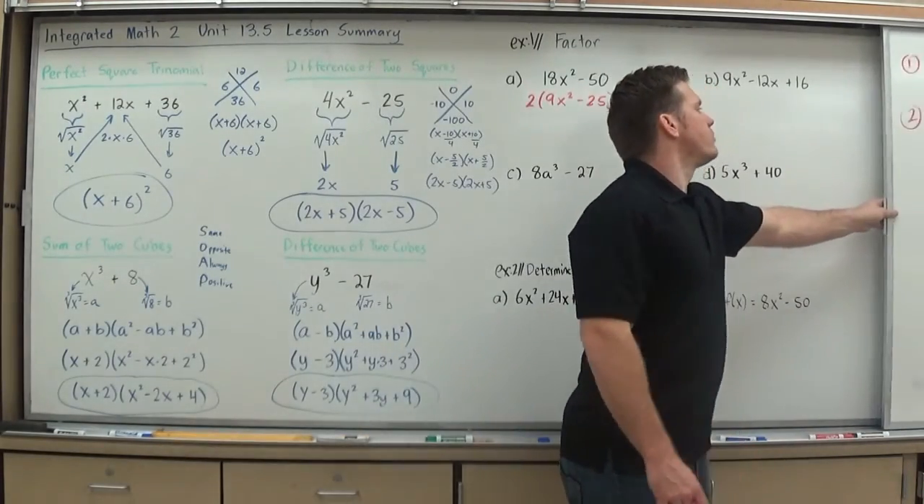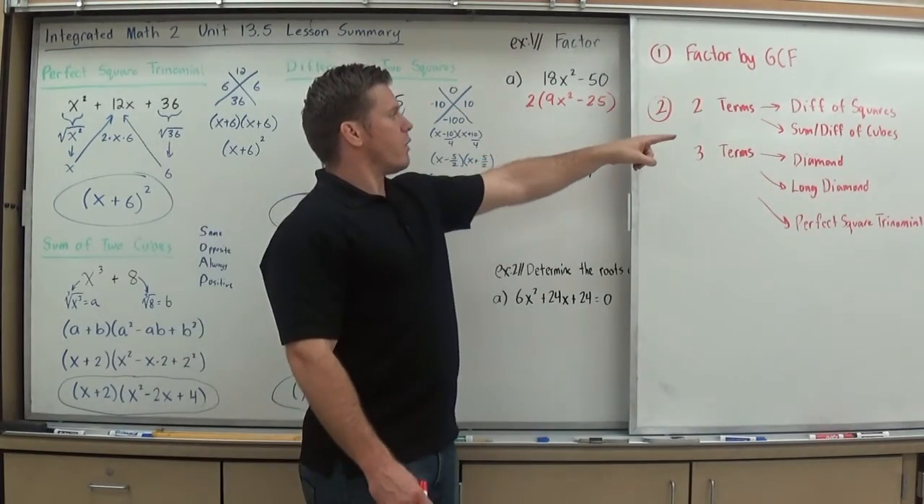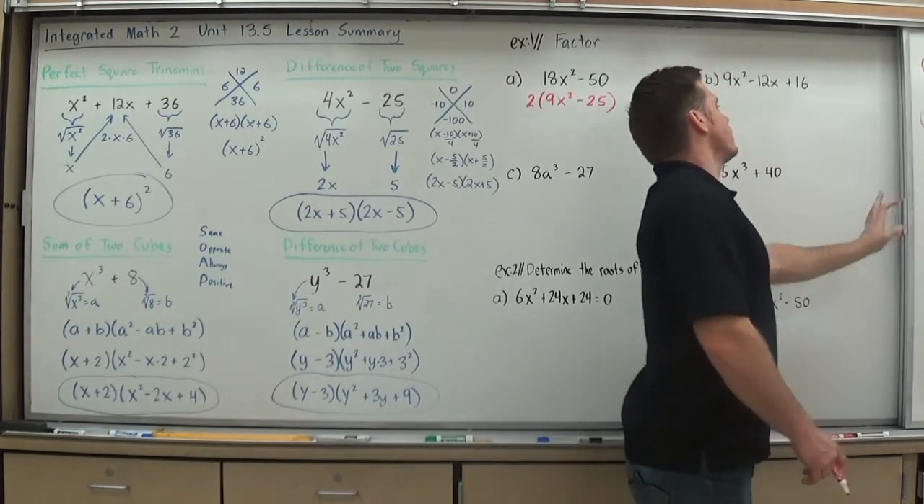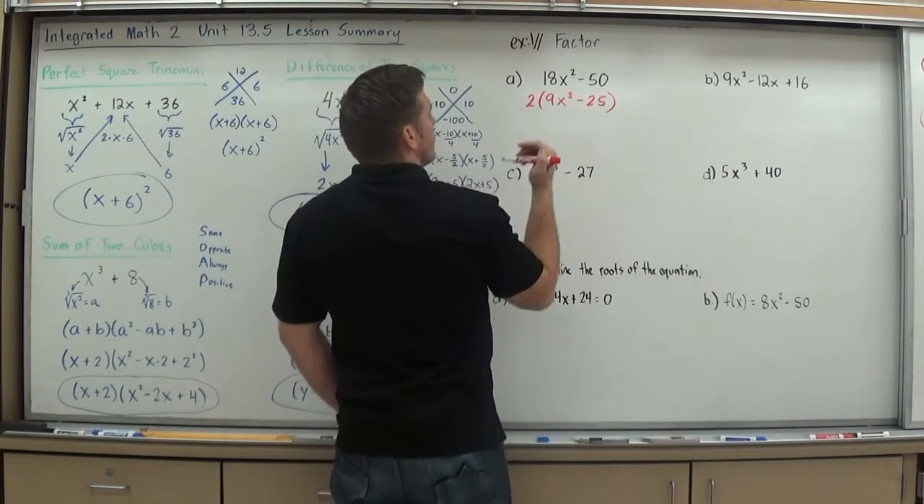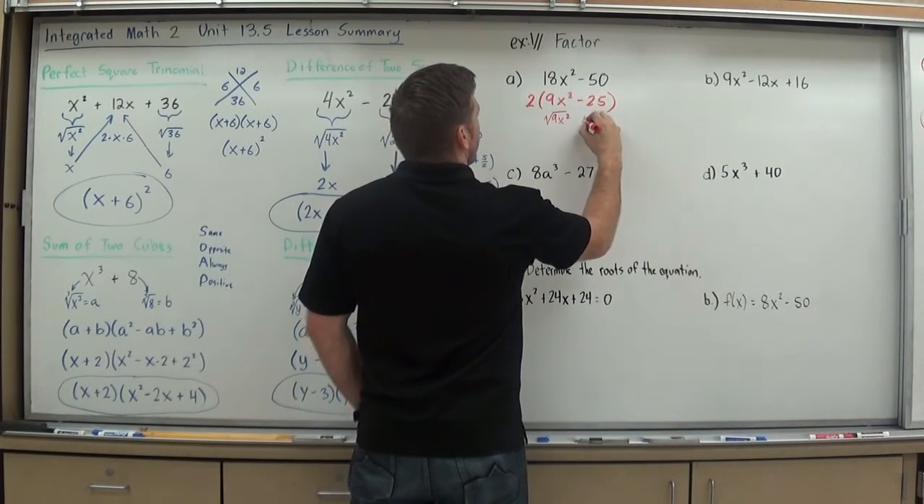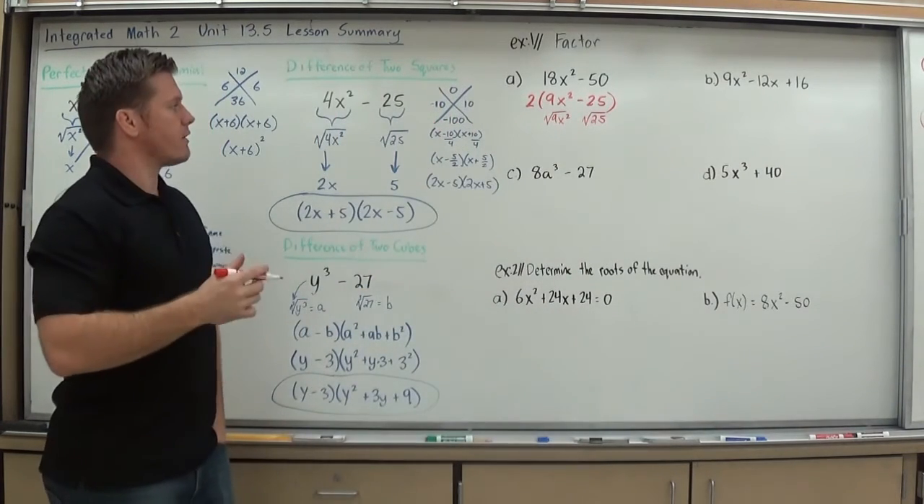I'm left with 2 terms, so I've got to see if I can do one of these factoring methods, either difference of squares or sum or difference of cubes. I see that it is squares, and it is subtracting, so this is potentially factorable by the difference of squares. So I'm going to check, what's the square root of 9x squared? What's the square root of 25? If it's possible to do those, I can write that factored in a shortcut.